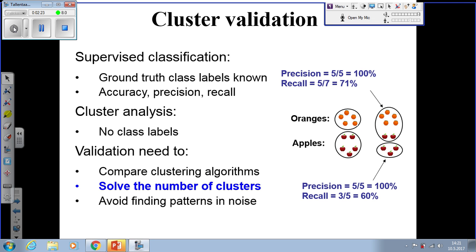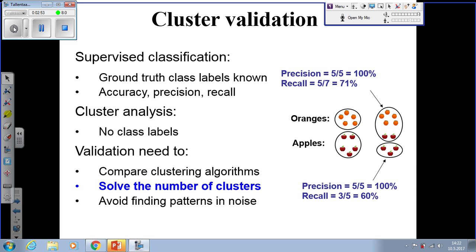The sum of squared error we already have. No ground truth needed, we can always measure how compact the clusters are, so it's a measure of goodness. But if we want to solve the number of clusters, which I emphasized here, this is the main reason we are using other validation methods. We want to compare if I have 3 clusters or 4 clusters. And the more clusters I have, the more compact they will be.